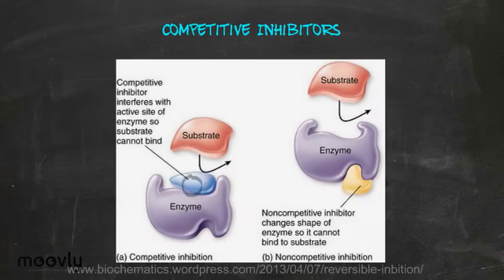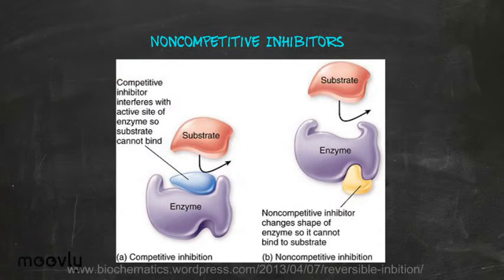Competitive inhibitors bind to the active site on the enzymes and block the substrates from bonding. Non-competitive inhibitors bind to another part of the enzyme called the allosteric site. When bonded to this site, this changes the structure of the enzyme and therefore does not let the substrates connect to the active site.